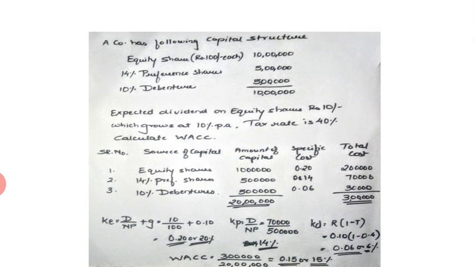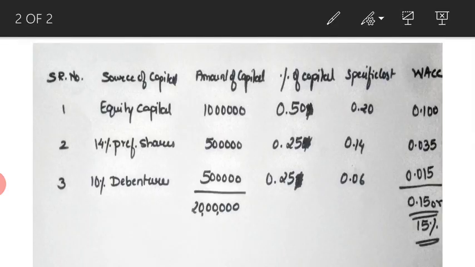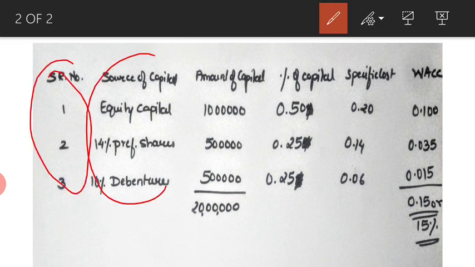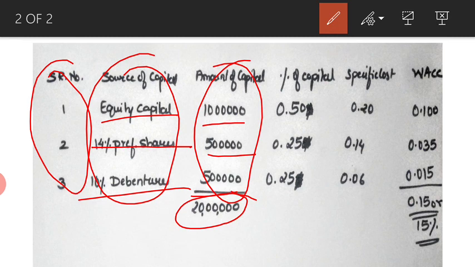So what's the other method? Let's see. Everything remains the same. We have the serial number, the source of capital, and the amount of capital. I hope you remember there are three sources: equity, preference and debentures, and the respective amounts are 10 lakh, 5 lakh and 5 lakh. So the total amount is 20 lakhs. Here an extra column is added. What is that extra column? That is the percentage of capital or proportion of capital.